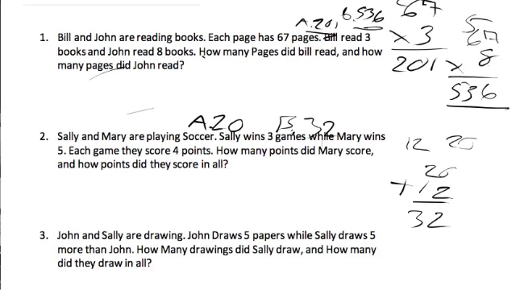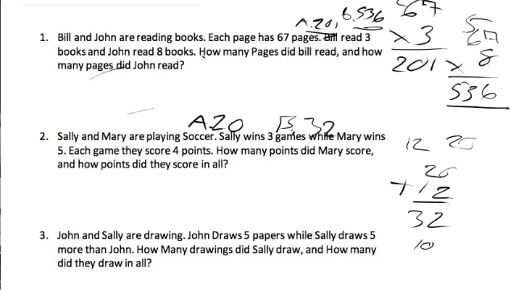For number 3, it's Sally and John are drawing. John draws 5 papers, while Sally draws 5 more than John. How many paintings did Sally draw, and how many did they draw in all? So, I meant drawings over here, and it doesn't even matter about papers and drawings. So, how many did Sally draw? Sally drew 5 more than John, and so Sally drew 5 plus 5, which is 10.